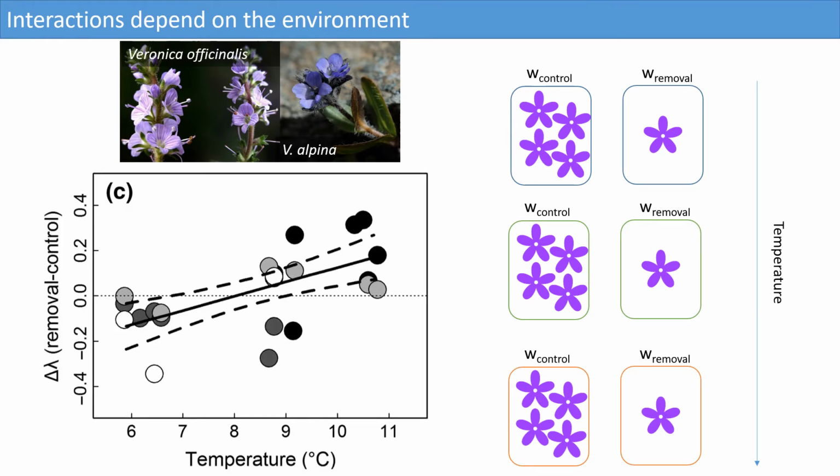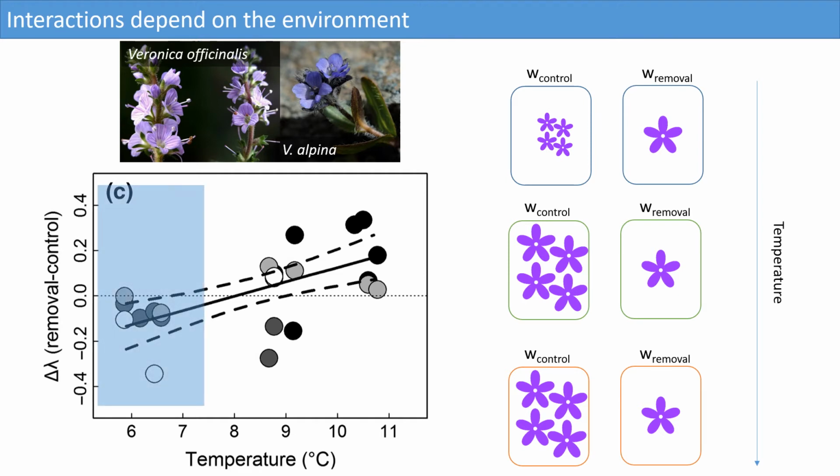And here is the result of the study, where we have the effect on fitness of plant removal as determined by the temperature. Anything that is below the horizontal dotted line means that removing the plants has a negative effect on their fitness, and anything that is above the dotted horizontal line means that removing the plants has a positive effect on their fitness. So we can clearly see how this relationship is dependent on the temperature. At the lowest temperatures, we have a negative effect of increased plant density in the control plots on their fitness.